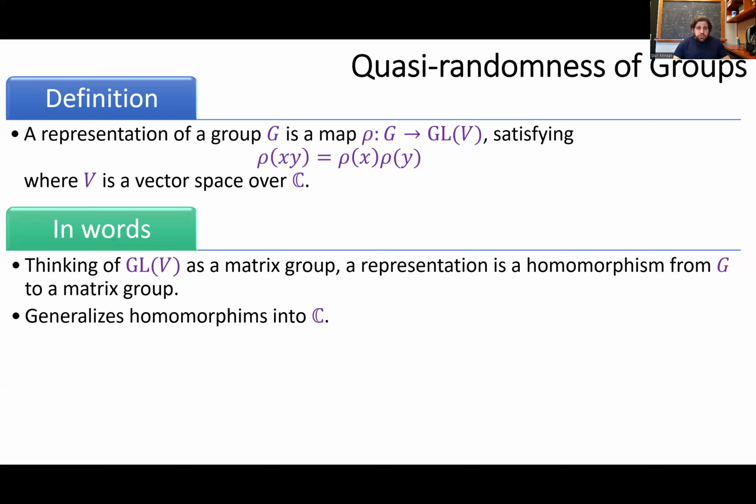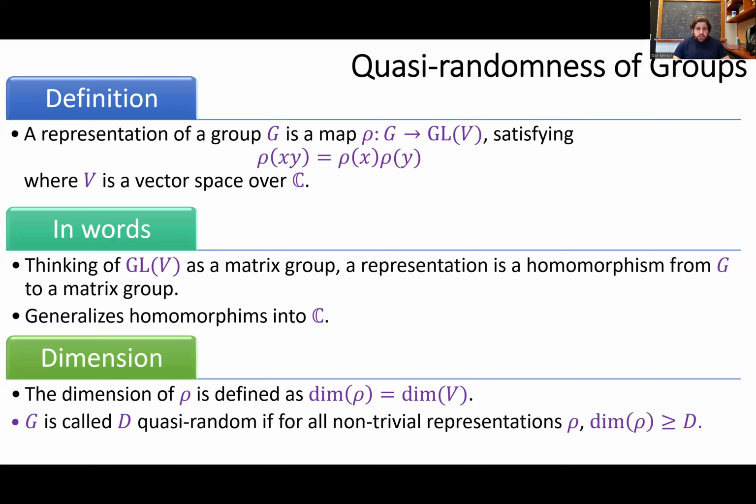So now that we have the notion of representations, we can define the dimension of a representation. The dimension of a representation rho is the dimension of the vector space V over which the matrices are defined.